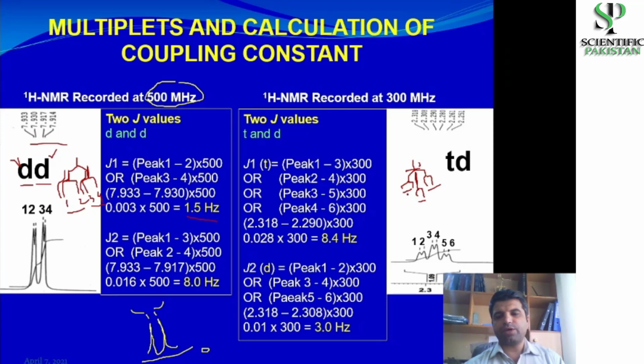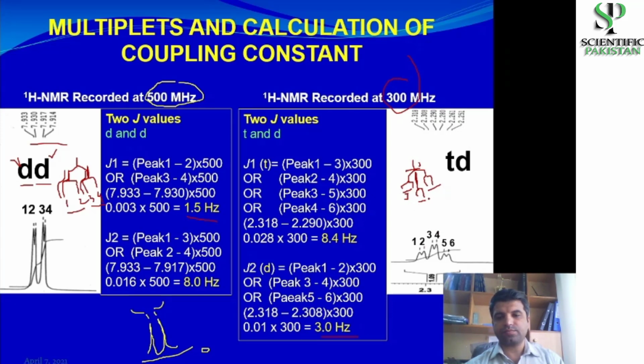This value can be calculated by taking a distance or difference between 1 and 2, or 3 and 4, or 5 and 6. So J for the doublet will be 1 minus 2, 3 minus 4, or 5 minus 6, multiplied by the spectrophotometer frequency, that is 300 in this case, and so you will get 3 hertz in all the calculations.